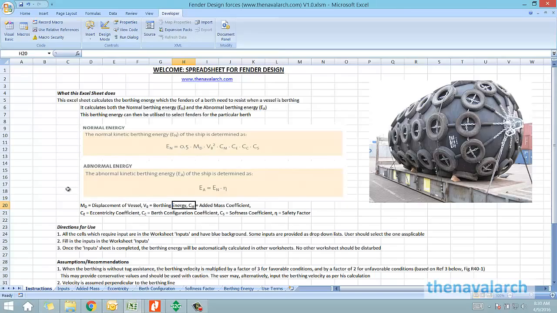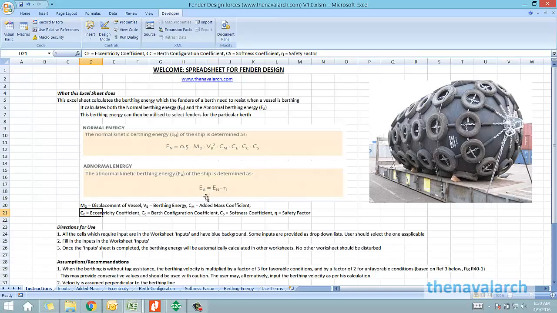Ce is the eccentricity factor. This comes into play when the ship is berthing at an angle to the berth, because of which there's a mass of water trapped between the ship and the berth, which dissipates some of the energy. Cc is the berth configuration factor. It is different for different types of berths, which we will see later. And Cs is a softness factor. Depending on whether the fenders selected are soft or hard, the energy absorption capacity of the fender will differ.